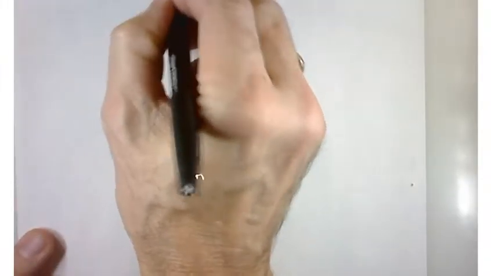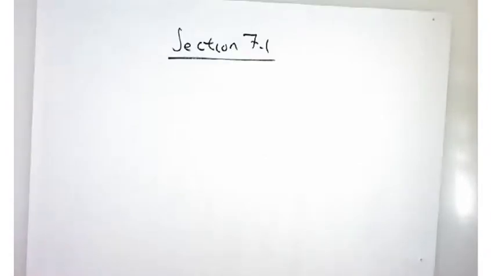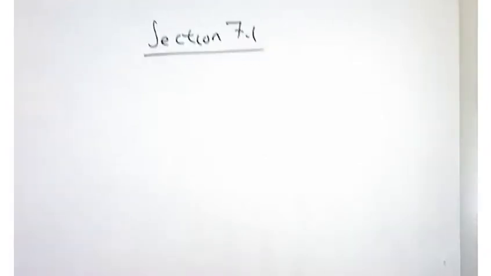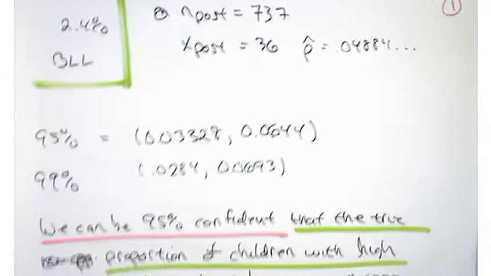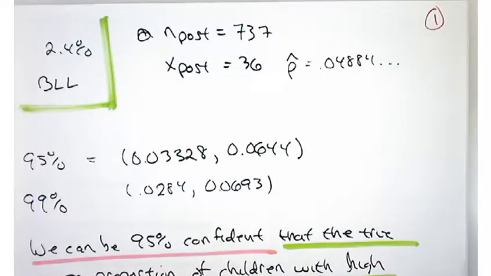So a little bit more from section 7.1. We're going to go over sample size calculations. And the sample size is to control your margin of error. And we just looked at some data from Dr. Atisha's study on blood lead levels from Flint.